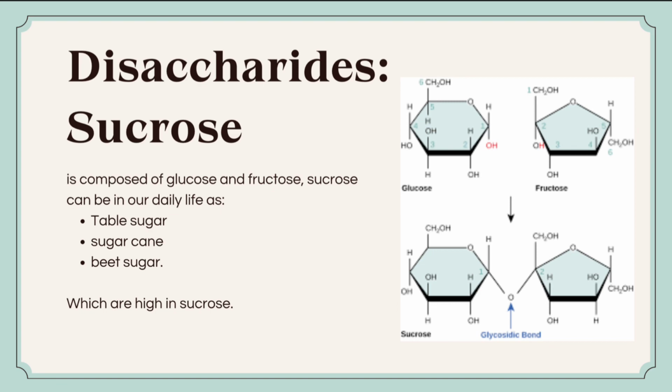Sucrose is composed of glucose and fructose. Sucrose can be found in our daily life as table sugar, sugar cane, beet sugar, which are high in sucrose. This is the cyclic form of the sucrose.